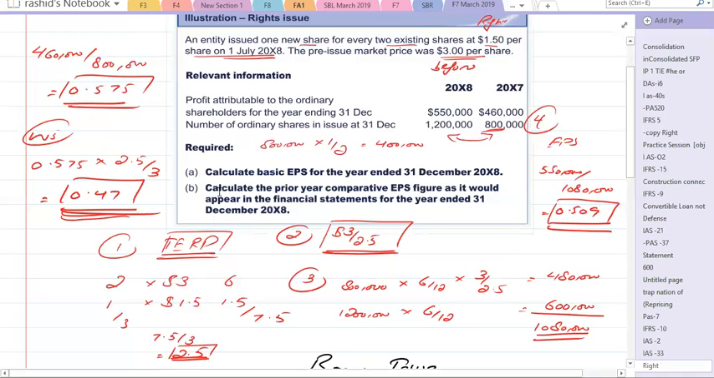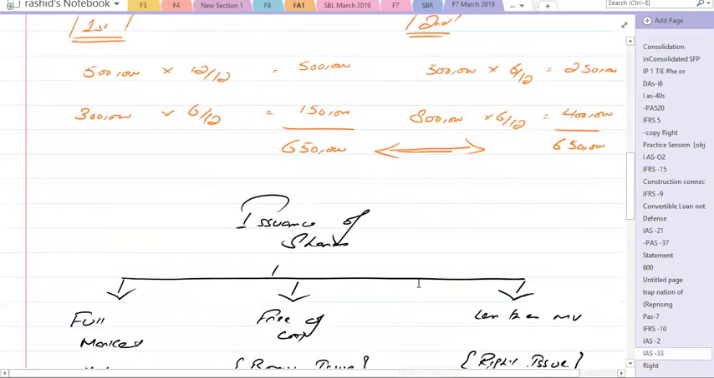So this was the right issue. You need to have the calculation of both bonus issue and the right issue. Now we are done with this.